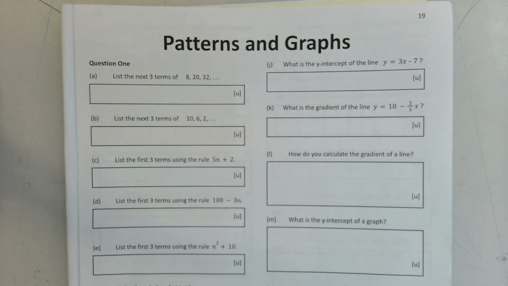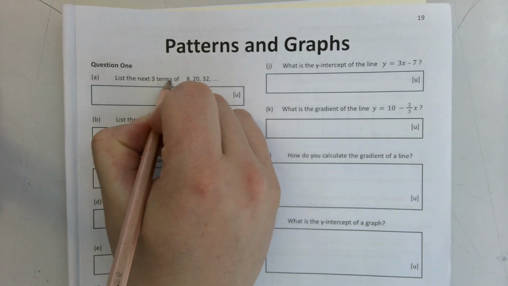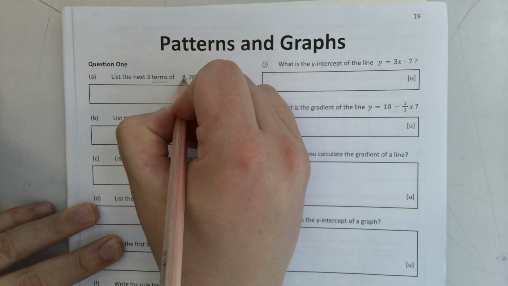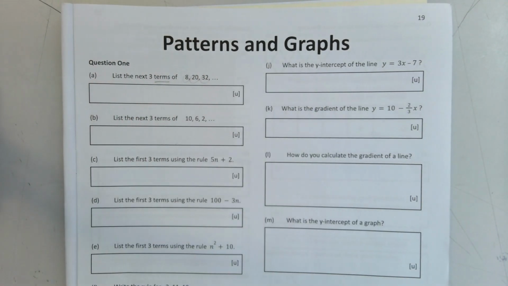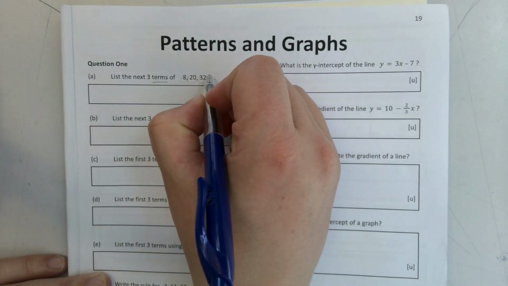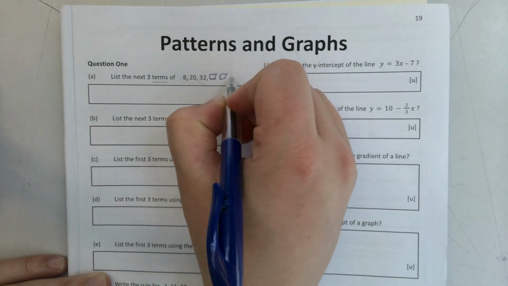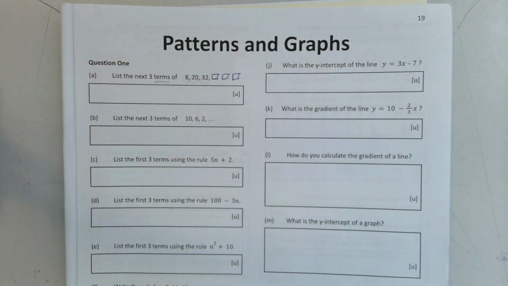Okay, so we are currently working through patterns and graphs. First things first, list the next three terms. If you are not sure what the word terms means, it's basically that is a term, that's a term, that's a term. Each number that is separated by a comma is its own term. So when they say they want the next three terms, they just want to know what would go there, what would go there, and what would go there.